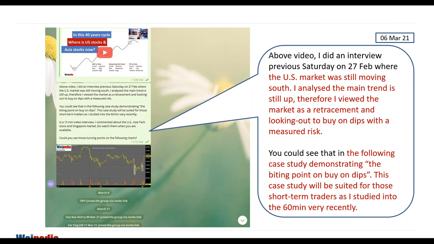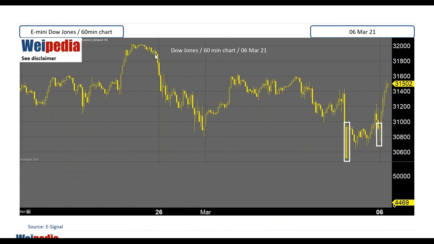And this case study will be suited for short-term traders. Now, how I classify short-term traders is those that hold a position between 2 days to 3 months, as I studied in the 60-minute chart very recently. Now, I'm just going to zoom in on what I presented on the 6th of March, or before that, the 27th of February.